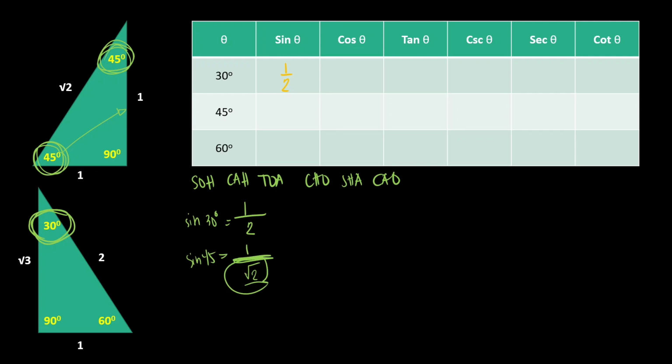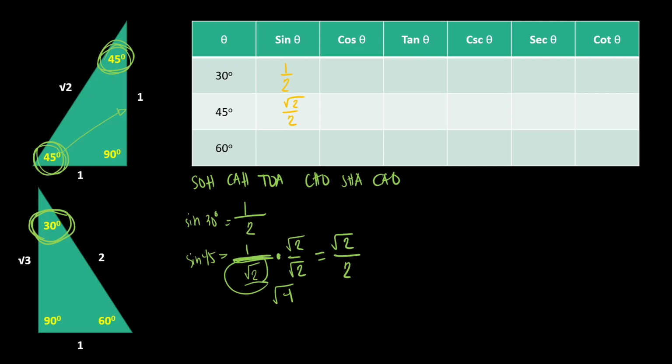Multiply by square root of 2 over square root of 2. The numerator is square root of 2, and square root of 2 times square root of 2 is square root of 4. Square root of 4 is 2. So therefore, our sine 45 degrees is square root of 2 over 2.